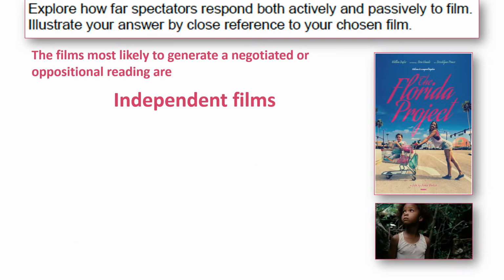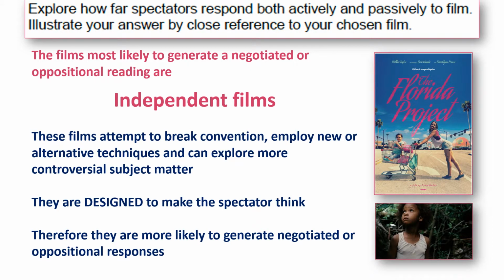In contrast to that, Beast of the Southern Wild, or an independent film, is more likely to generate more of an active response for the following reasons. These films attempt to break convention, employ new or alternative techniques, and can explore more complex and controversial subject matter. Part of the reason for this is that Hollywood blockbusters have a profit incentive, so they have to make a lot of money. So you're not going to make money by alienating your audience or providing them with something that they can't really understand, or something that provides a shocking ending, which can sometimes be off-putting.